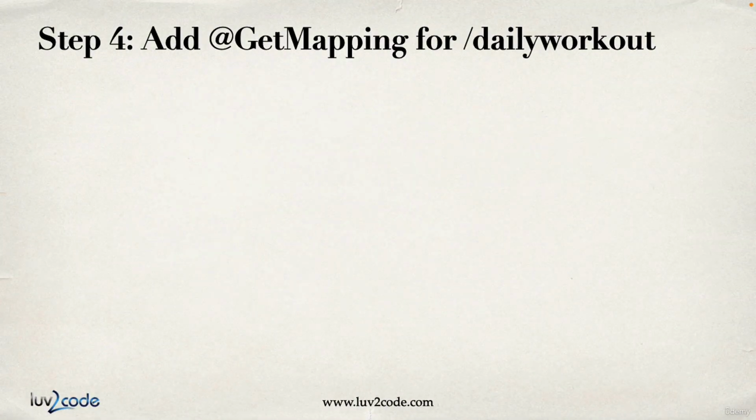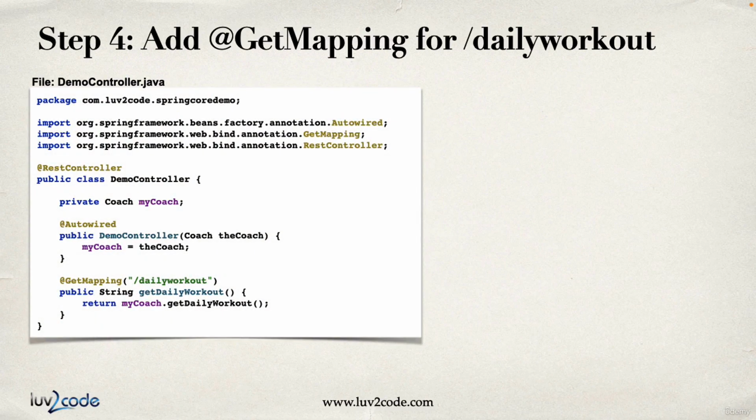Alrighty, we're making good progress here. So in step 4, we're going to add the GetMapping for daily workout. So in our code here at the bottom, notice we have this GetMapping /daily workout. So that's the REST endpoint they'll use. We'll basically say return myCoach.getDailyWorkout, and I'll return that as a string.